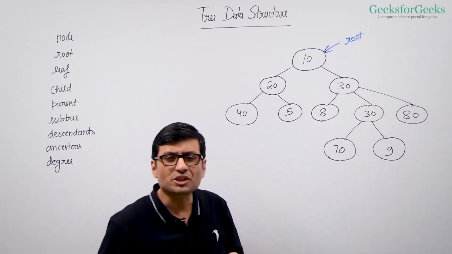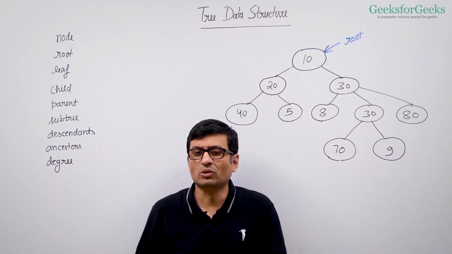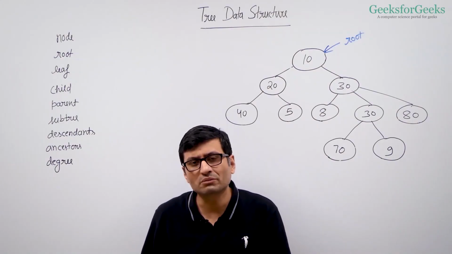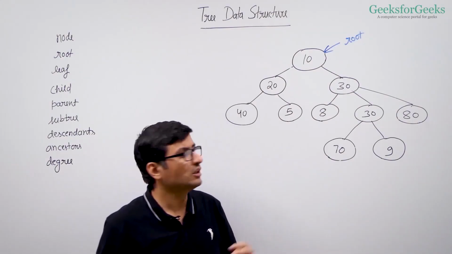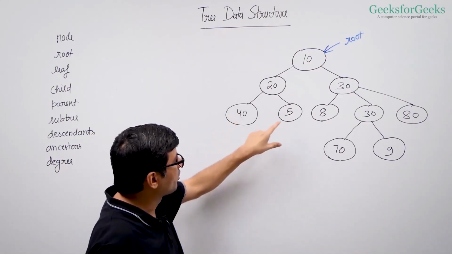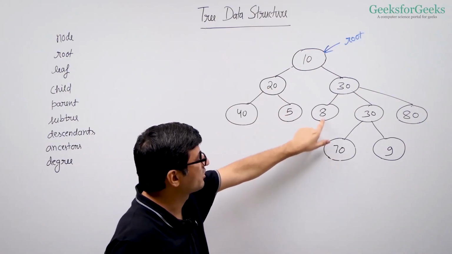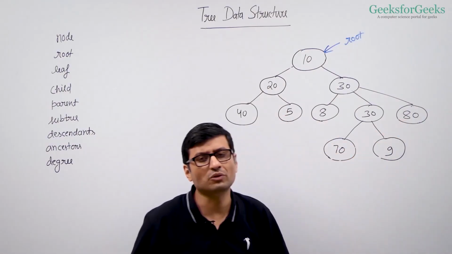And the nodes which are at the bottom of the hierarchy, the nodes which do not have anything below them, they are called leaf nodes. So this is a leaf node because there is nothing below it. This is also leaf, this is also leaf, this is also leaf, and these two are also leaf nodes.